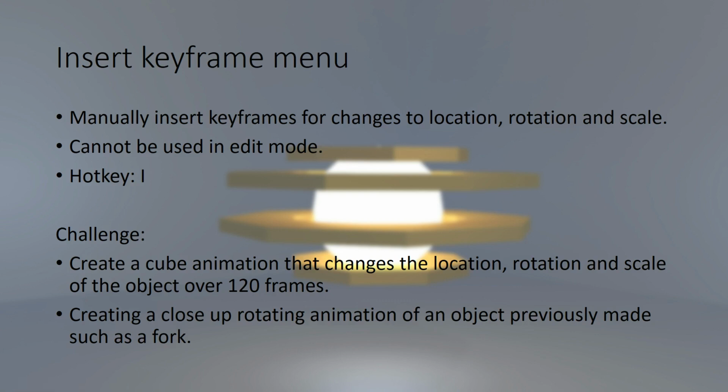In this lecture, we're going to be looking at how we can insert keyframes manually by using the keyframe menu. We can manually insert keyframes for changes to location, rotation and scale. And we can do this by using the hotkey I. So let's do this in Blender.